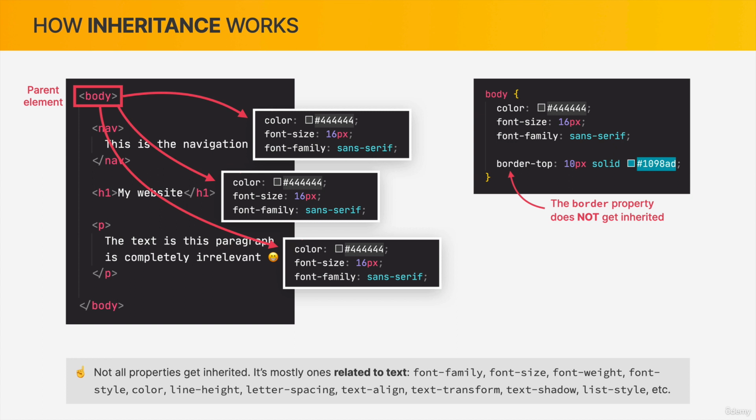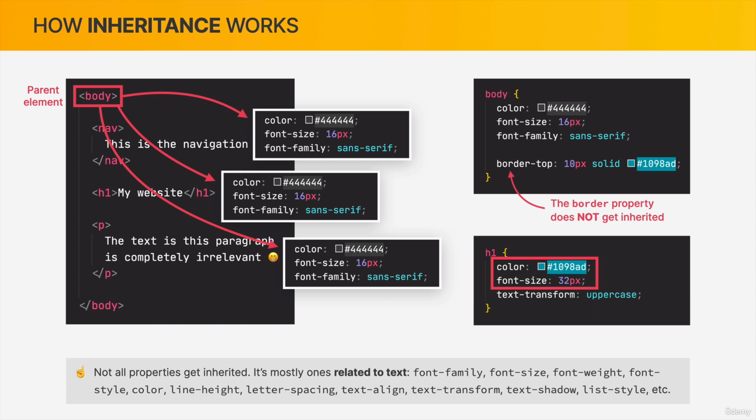But anyway, let's now say that we also have a rule for the H1 element. And so it declares basically a new color and a new font size. So it's bigger and it is blue. And so what happens now is that these two declarations do actually override the inherited styles. Therefore, for the H1, the color is no longer gray and the font size is no longer 16 pixels. But instead, it is now blue and 32 pixels.